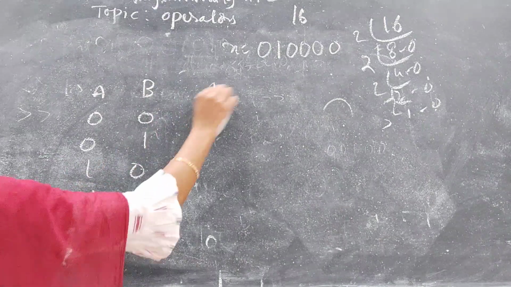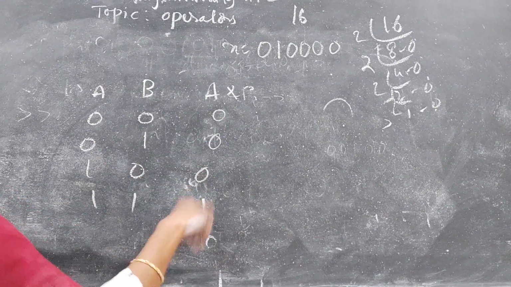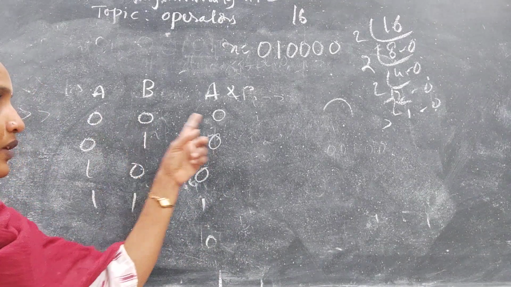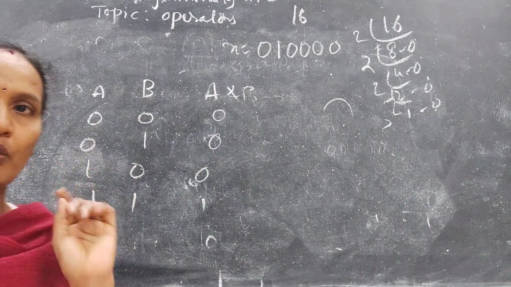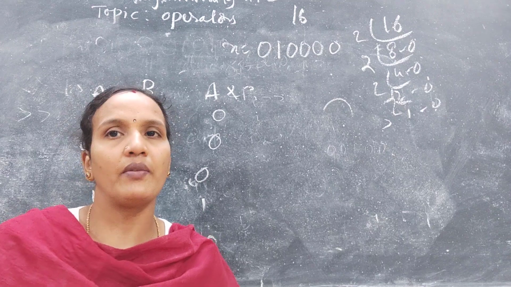So if it is A and B, then what happens? If 2 conditions are true, then only you will get a true. Otherwise, you will get a false. Okay, this is the AND. It means true, true, then only you will get a true. True, false: only if both conditions are true will you get a true result. Otherwise, you will get a false result.